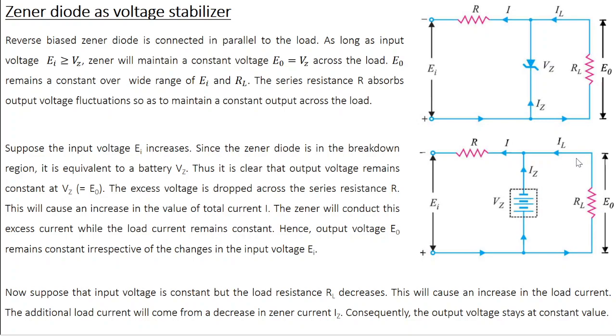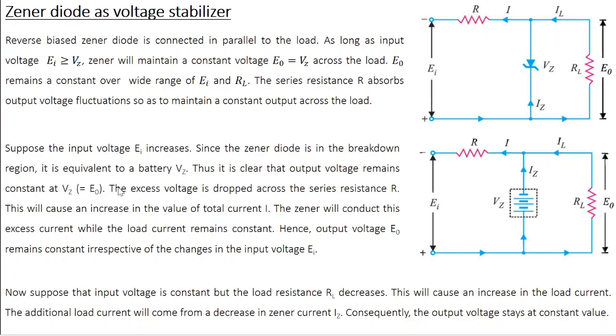Now how does this increase? We know that the total current is IZ plus IL. So when the load resistance decreases, the Zener current IZ is going to decrease. So whatever value decreases here, that is going to add to the load current. So you have IL times RL remaining constant once again.